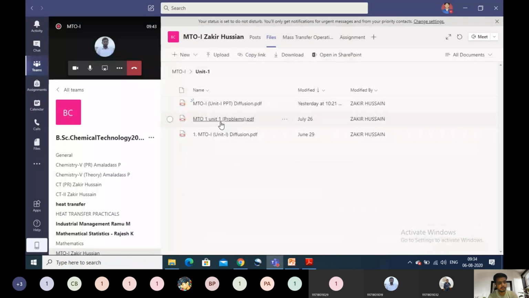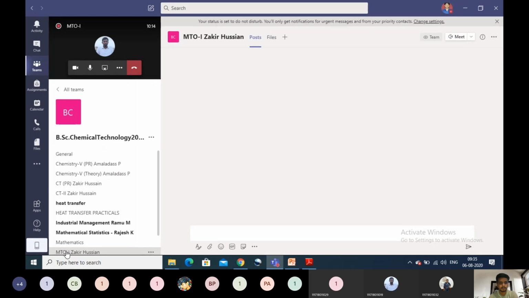You can see from the Teams, on the left side every channel is there. In the Mass Transfer 1 channel, when we click and go to the files, the first one is a PPT, MT01 Unit 1 PPT. Diffusion is the chapter's name, or unit name. Then this is MT01 Unit 1 problems. Around 21 problems are there, and I have solved them and given them to you. Then this is the Unit 1 notes, complete notes. The second unit notes I also uploaded. You can go through that one also.